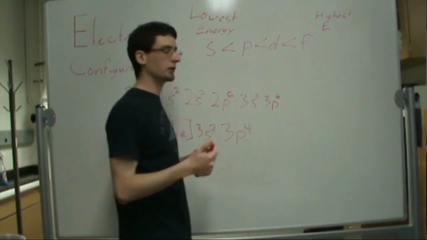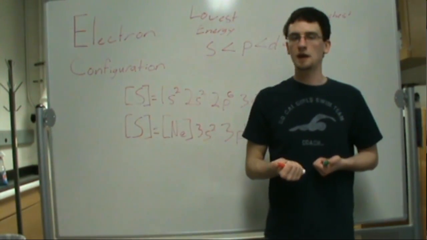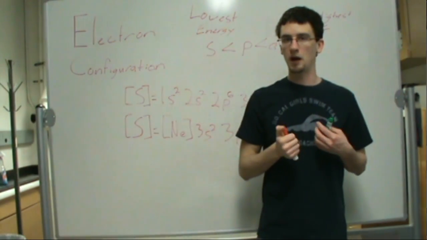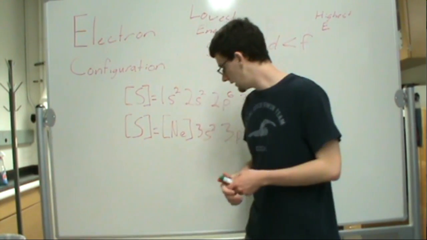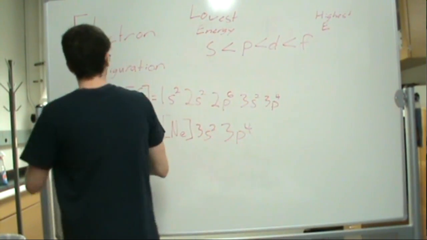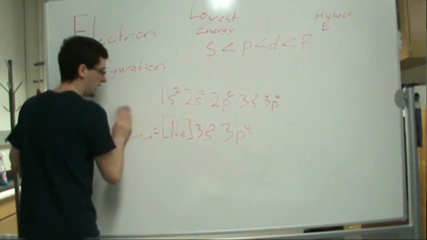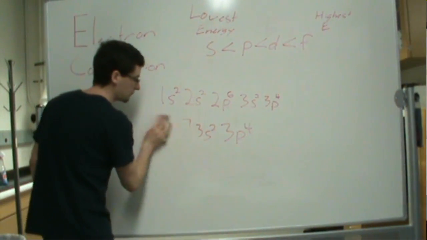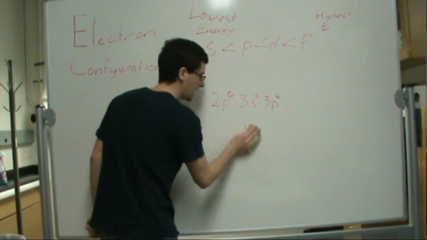The other important point is we have to know about the orbitals, right? The p orbitals have 3 degenerate states, and by degenerate, I mean they have the same energy.